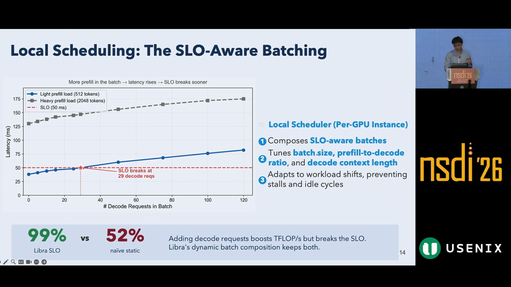This is what the scheduler has to navigate. Static batching doesn't care what kind of requests are within the batch. It only cares about the entire batch size. So our local scheduler cares about the batch composition. It will tune the batch size, prefill-to-decode ratio, and the decode context jointly. In this way, it can adapt every batch under SLO constraints.